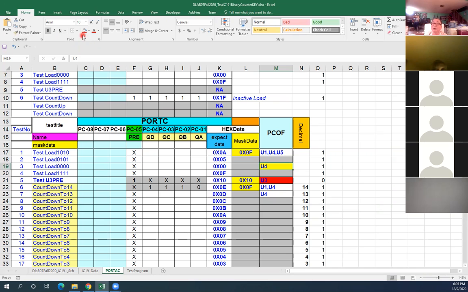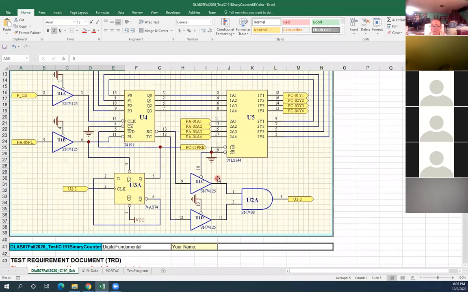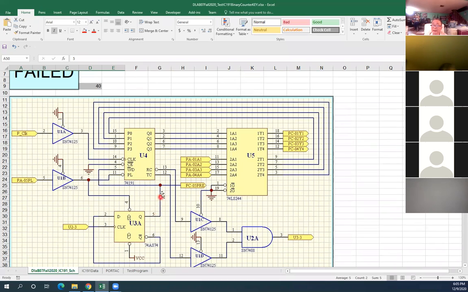That makes sure I know which one I will be correct. Okay, now we start counting down. So this line, U4 pin 5, is already 1, and you start counting down. Now, if they counting down, it fails. They will count 15 to 14 and so on.